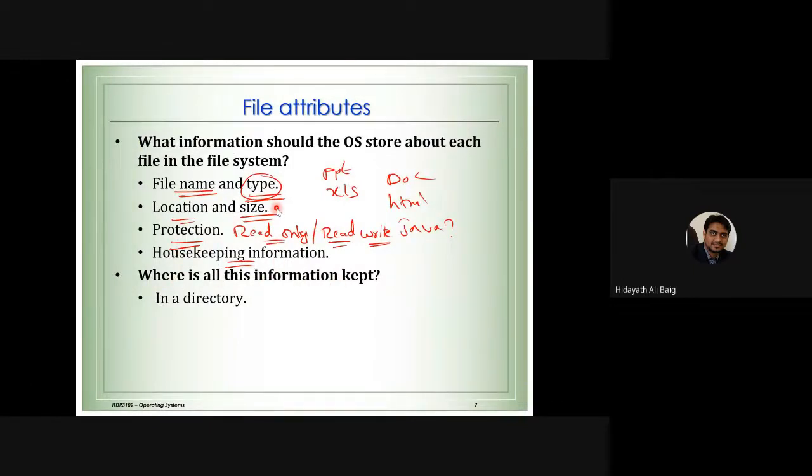This information is kept in the directory, or in our terms, we call it a folder. We call it a folder. So this is how the information about the file is kept in the directory, or we call it a folder.